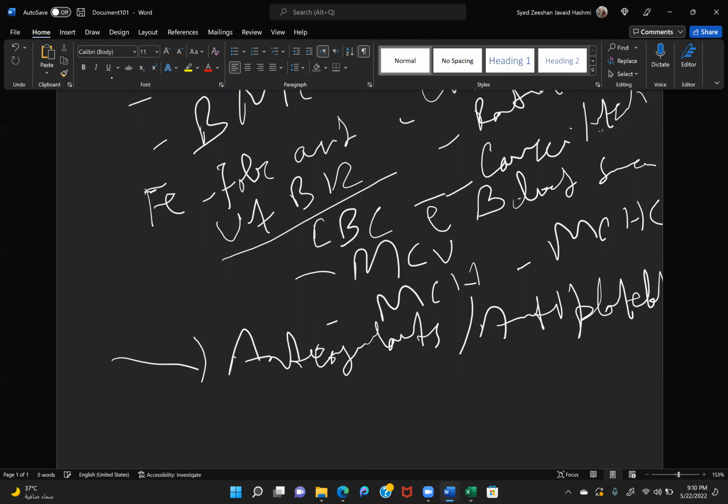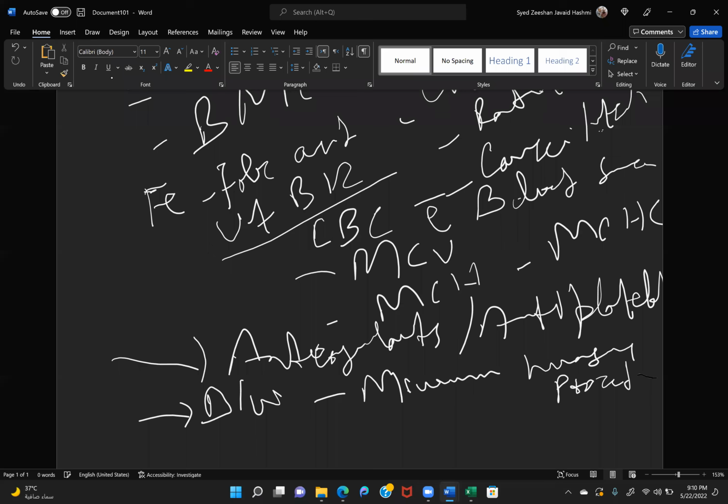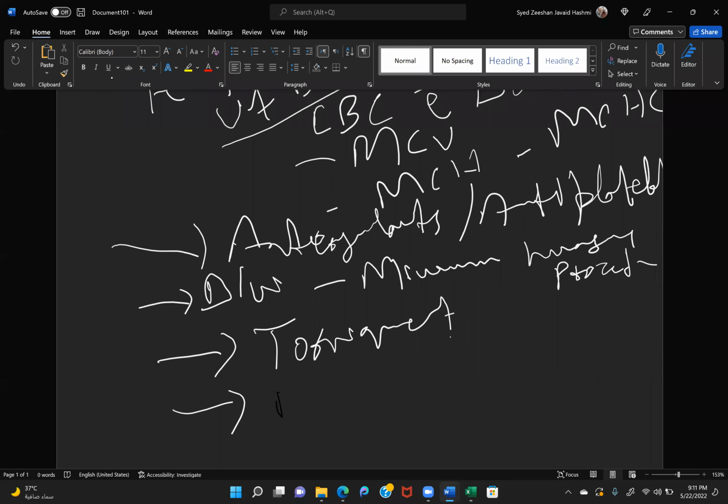Another thing, what will you be doing? You will be discussing with the surgeon to have a minimally invasive procedure. What else can you do in anemia? You can consider a tourniquet. You can consider positional strategies. What are these positional strategies? Can anyone tell?